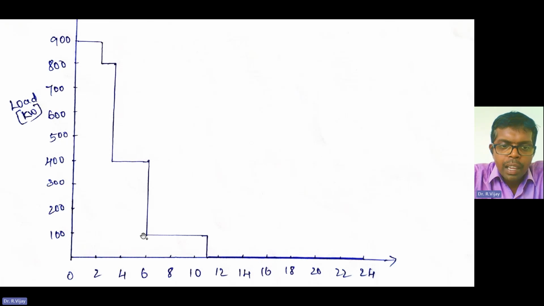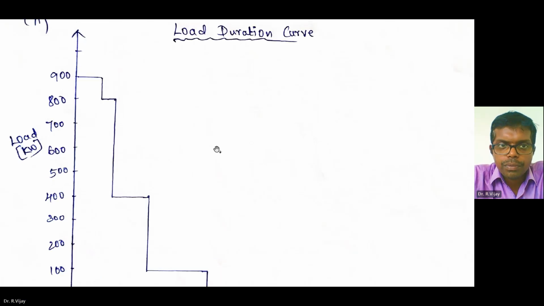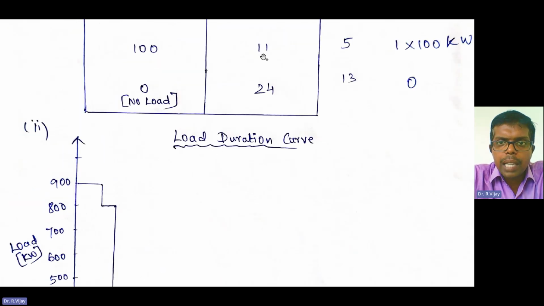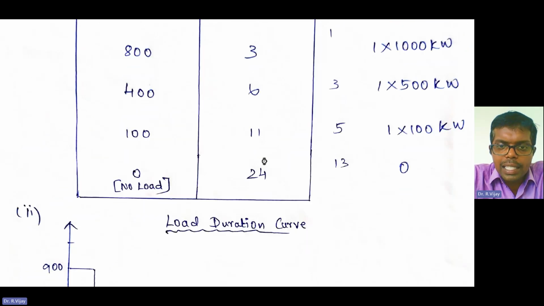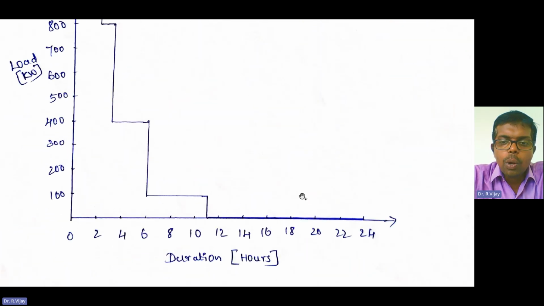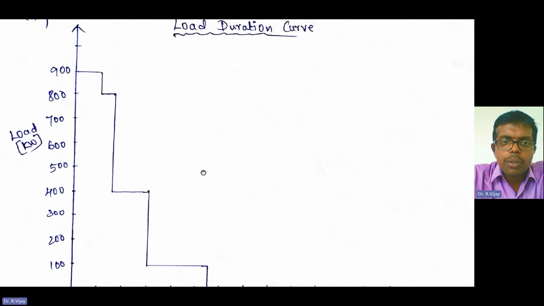Next, 6 to 8. Load duration: 100 kilowatt for 6 to 11. So 6 to 11 is 5 hours. After that, from 11 hours to 24 hours it is 0 kilowatts. So based on this data, we need to draw the load duration curve. This is how you need to draw the load duration curve.